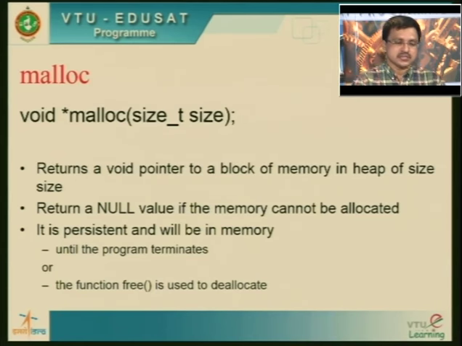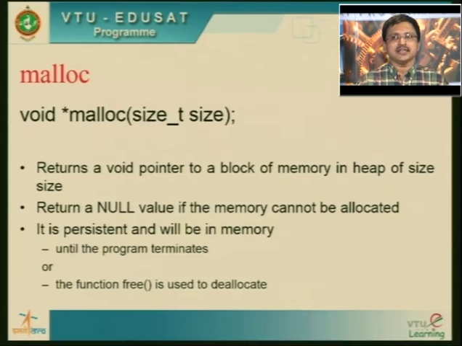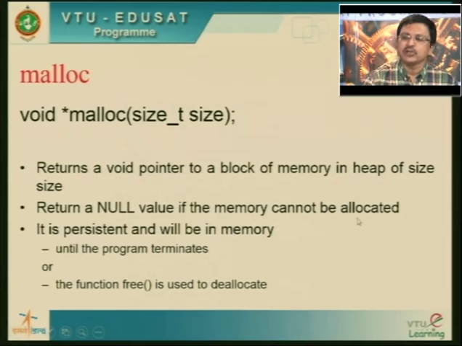So malloc basically returns a pointer to void. If you remember, on the right hand side, the first thing we said was int star. So from the void pointer you are converting it to an int pointer. Whatever you specify as a parameter, that many bytes will be returned. It returns a void pointer to a block of memory in heap of that size. It returns a null value if the memory cannot be allocated.